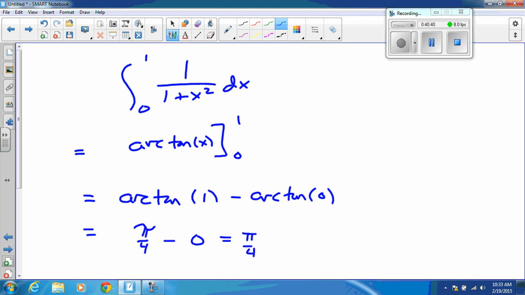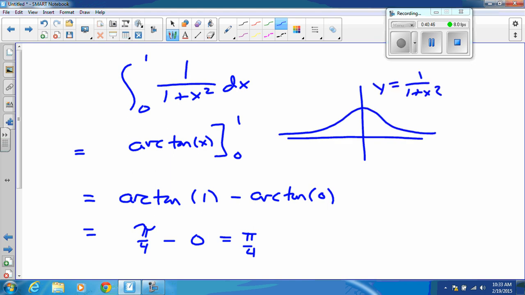Pi over 4. This is pretty cool, because my graph of y equals 1 over 1 plus x squared looks like this. And what I'm saying is that this area right here just so happens to be exactly pi over 4. See ya.